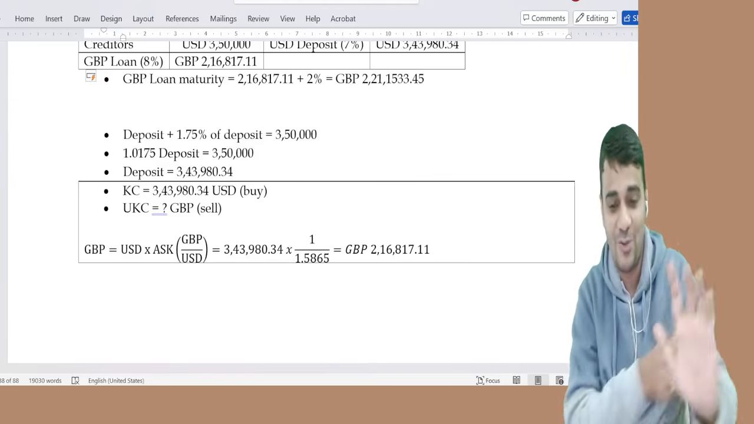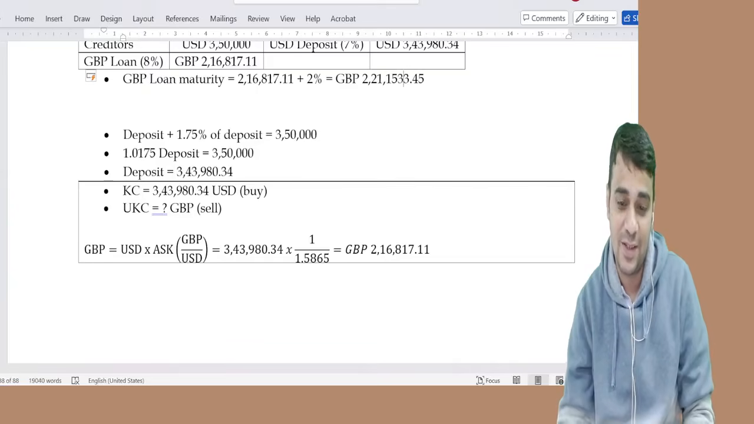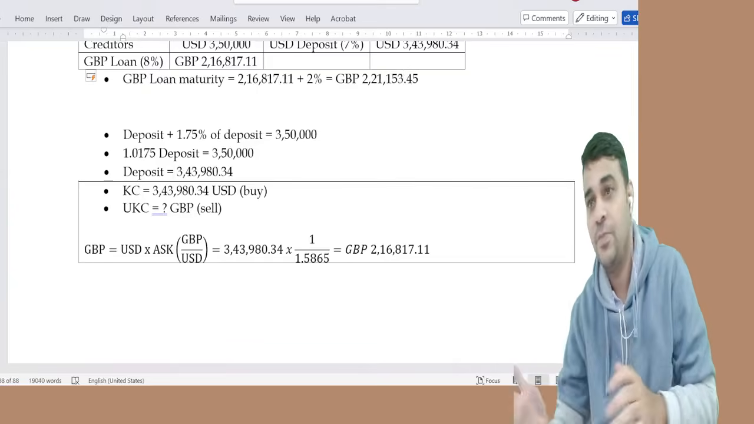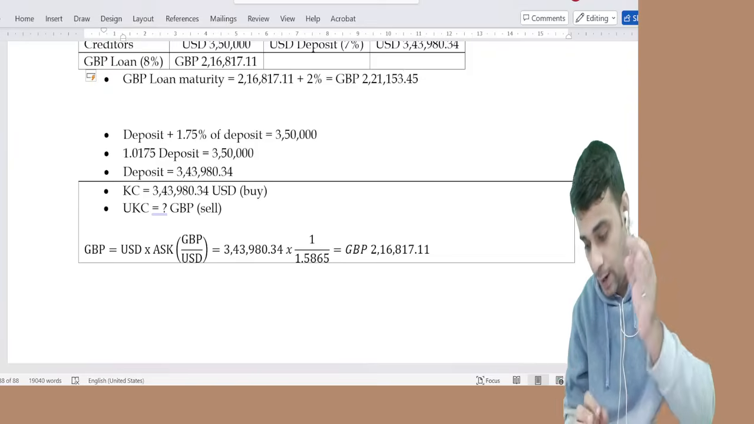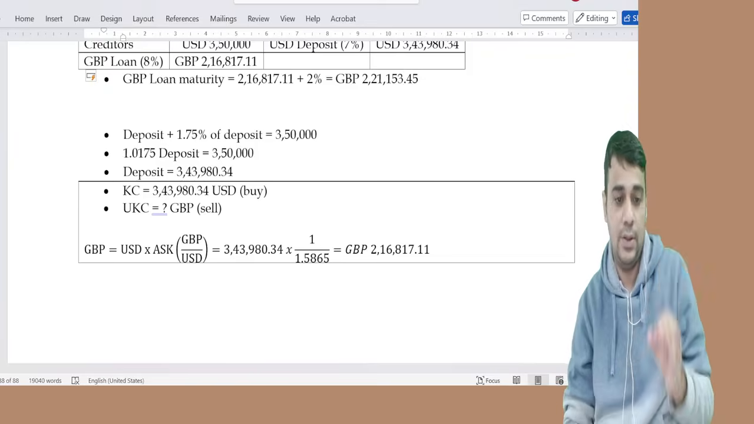2,21,153.45. Again, I got a doubt. 153.45. Any doubts in this? Clear? Done? Able to understand this? Clear. Now, after you're done with the balance sheet, write steps.